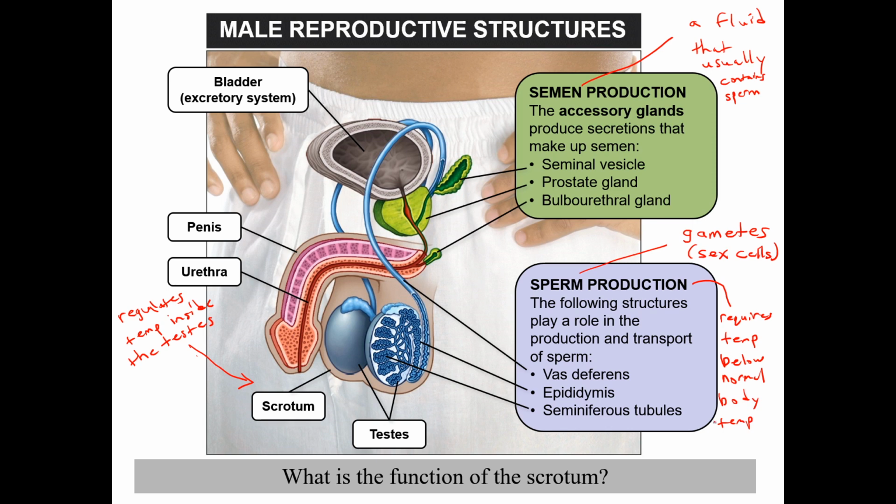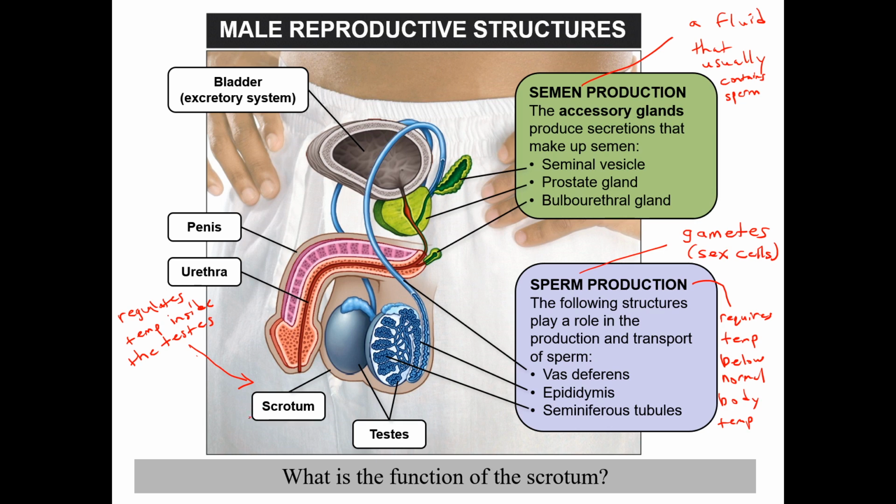So to make sperm, the conditions must be a little bit cooler than the rest of the body, just very slightly, like a degree or two. And by having the testes outside of the body cavity, hanging down in this sac, that allows for the heat to escape more, and the male regulates that via the scrotum.